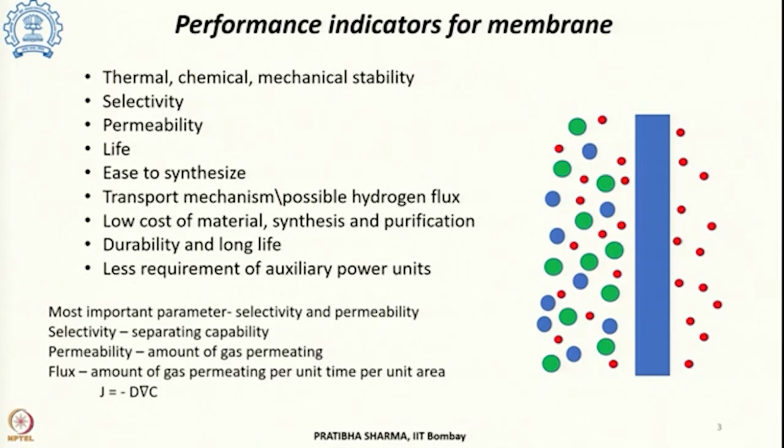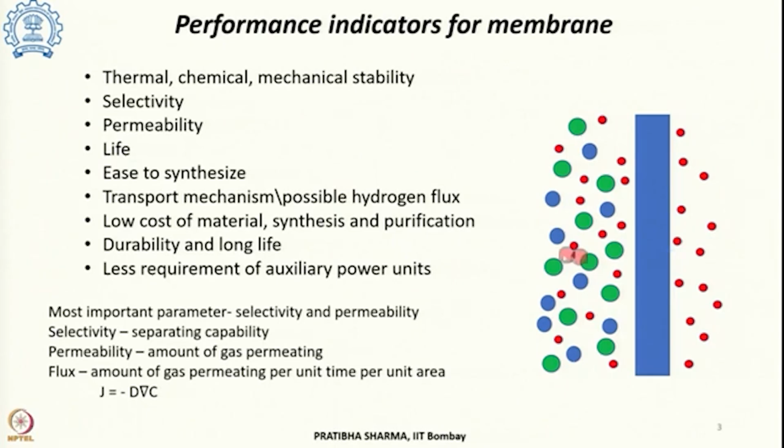It should have a long life, and we should be able to easily synthesize it. The transport mechanism should be such that we could get a high flux of hydrogen. The material which is used for synthesis of this membrane, the process of synthesis, the purification, all these should be low cost. The durability of the membrane and the long life is essential. At the same time the requirement of any other auxiliary power unit should be less.